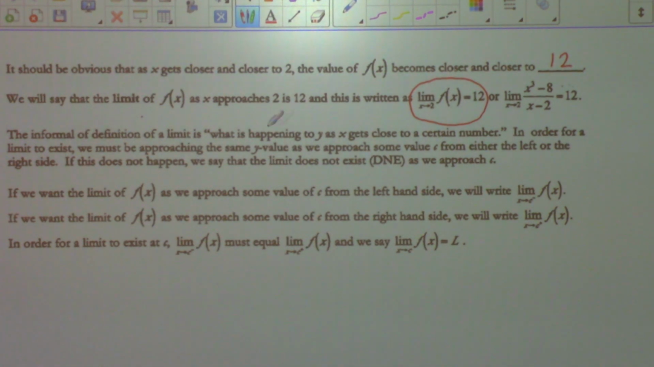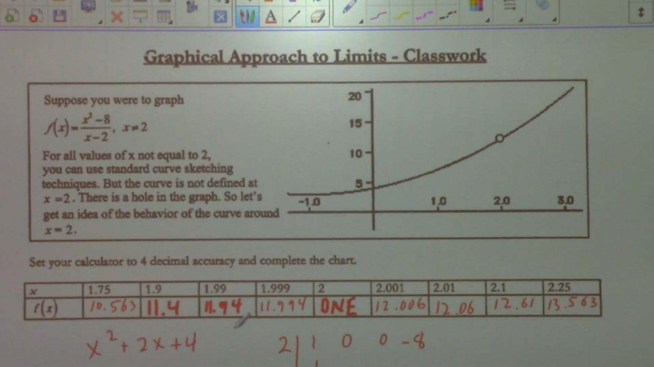And the informal definition is what is happening to y as x gets closer to a certain number. In order for a limit to exist, we must be approaching the same y value as we approach some value from either the left side or the right side. And so we notice here, looking back at our table, that we seem to be approaching 12 from the left side, and also we approach 12 from the right side.